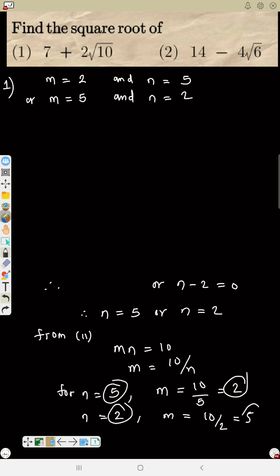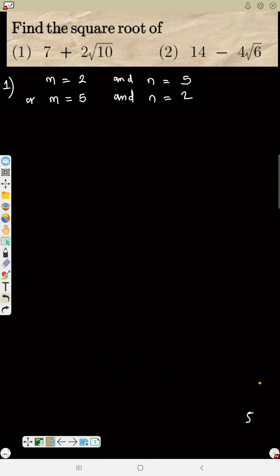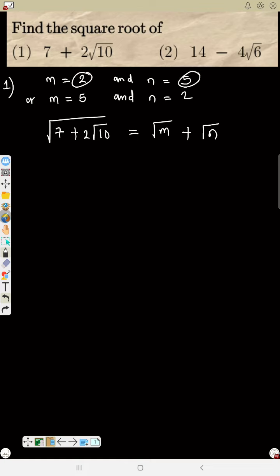When n is 2, m is 5. So this is the one equation we will now use, the answer we will use. Remember, from the beginning we have shown that square root of 7 plus 2 root 10 is equal to square root of m plus square root of n. Now that we know that if m is 2, n is 5, let's substitute.